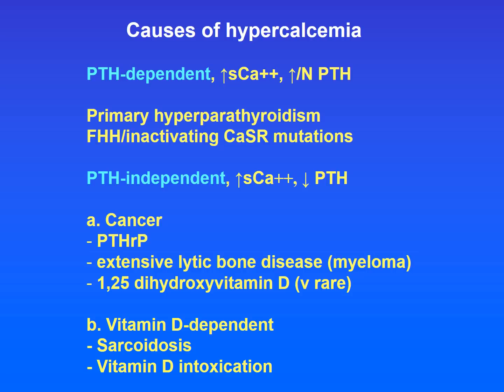What about the parathyroid hormone independent diseases? These patients will have elevated serum calcium but a suppressed or unmeasurable parathyroid hormone, because that part of the system is intact.